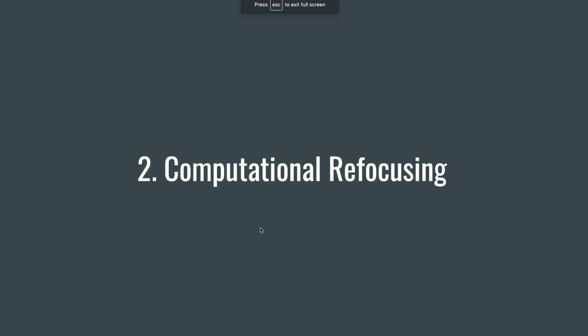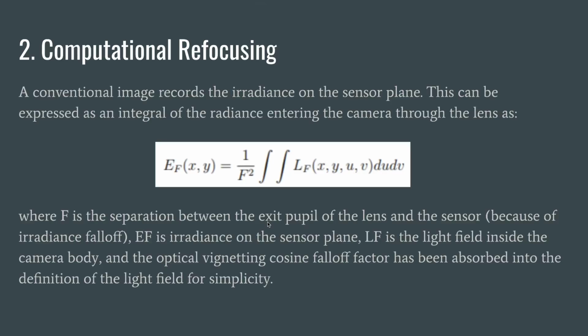Alright, on to computational refocusing. So a conventional image records the irradiance on the sensor plane. This can be expressed as an integral of the radiance entering the camera through the lens, as in this equation here, where F is the separation between the exit pupil of the lens and the sensor because of the irradiance falloff.